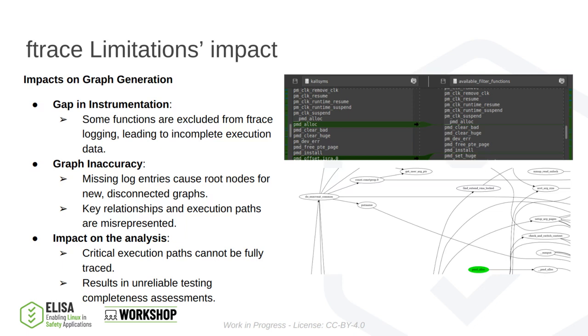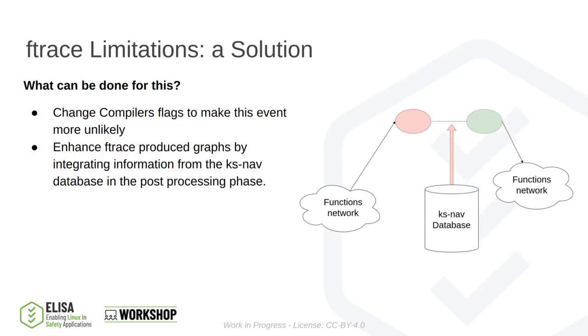The diff between call seams and available filter functions highlights what is missing. And on the graph, those gaps create a disconnected subgraph, breaking the flow and making the analysis less reliable. Is there a solution? As a matter of fact, there are many. One, for example, would be to compile the kernel using flags that make this event unlikely. But this is not always an option. Instead, what is always possible to do is to use the info from the ks-nav database to fill up the gap.